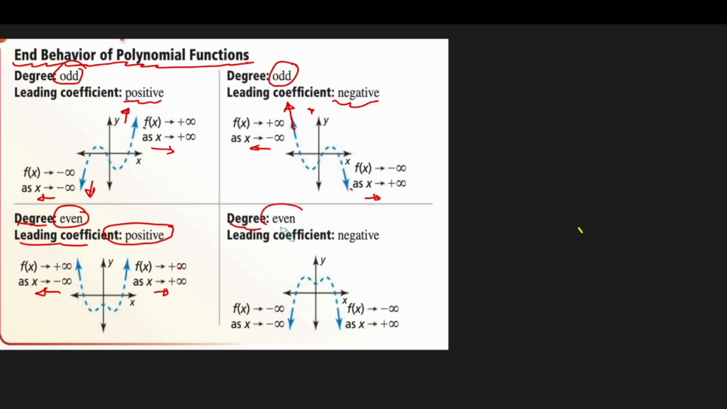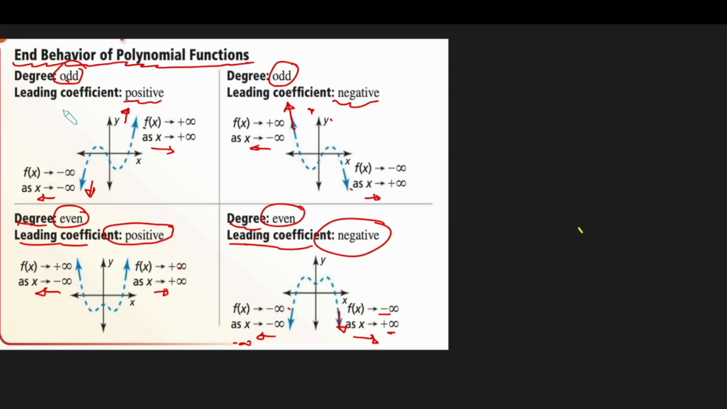Now, the degree is even, but the leading coefficient is negative. And there you go. We look at both sides facing down. The first one is x approaching positive infinity, while y is going down, approaching negative infinity. On the left-hand side, x is approaching negative infinity, and y is going down, and it is approaching negative infinity.